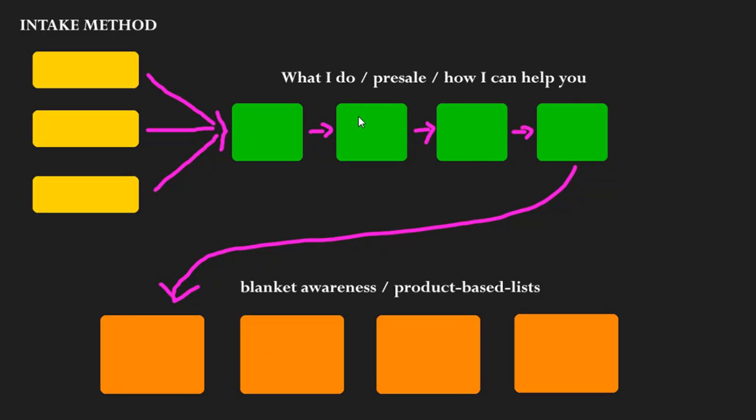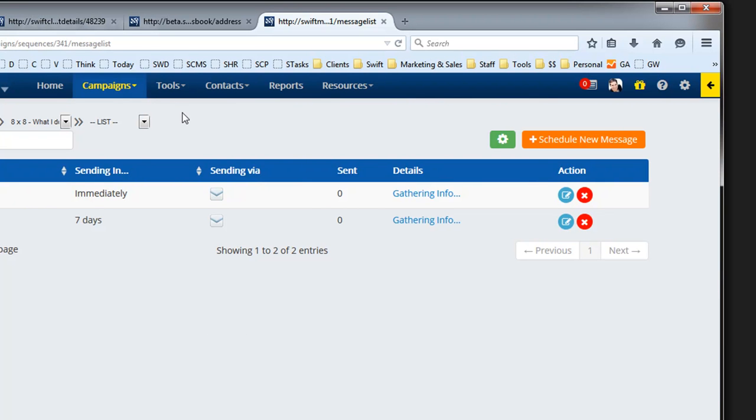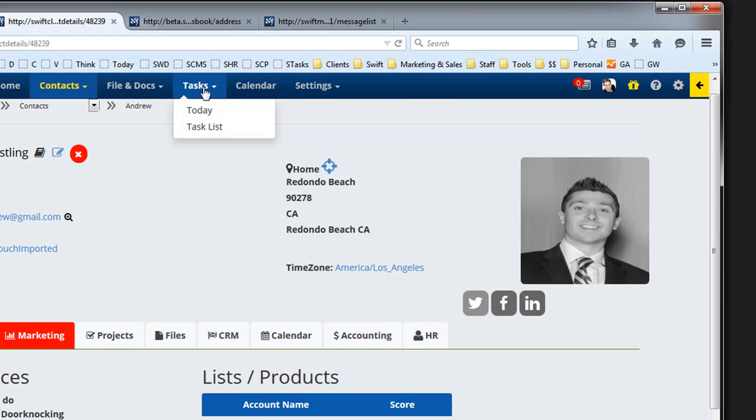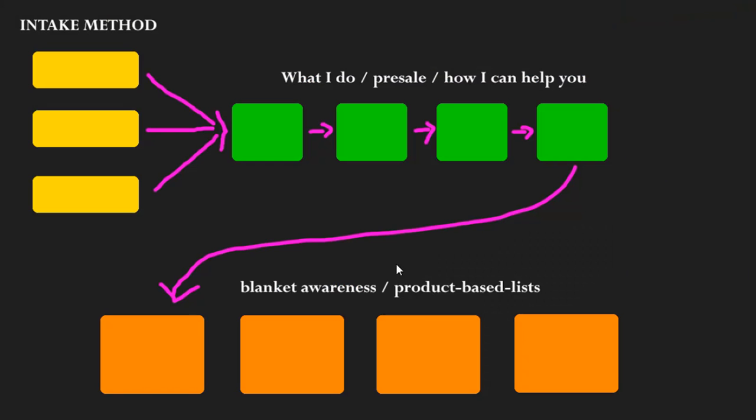You could also prompt yourself to send them a handwritten card, something like that. That's technically a task that we create in your Swift Cloud system under tasks. And that'll show in your daily log and you'll get a digest.